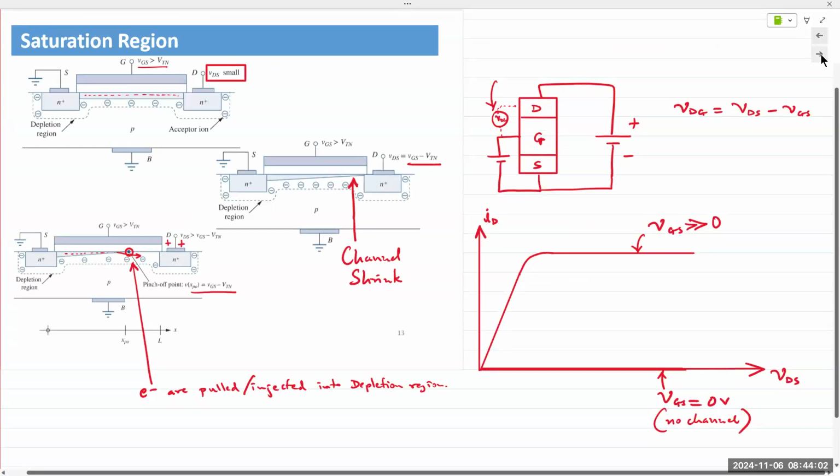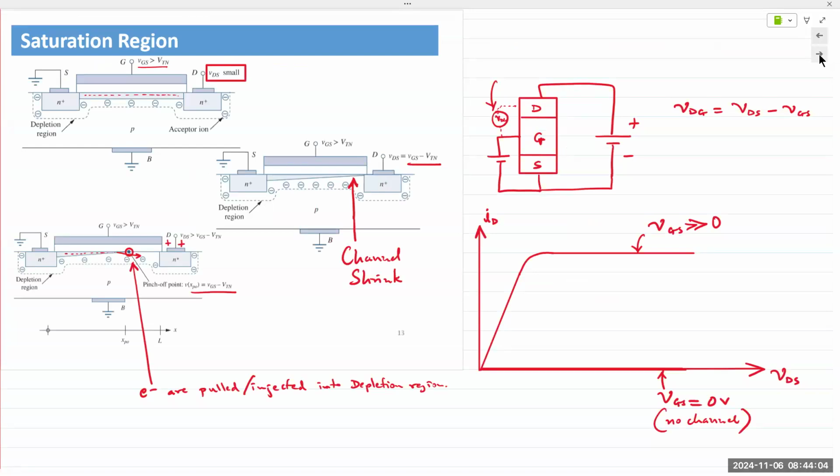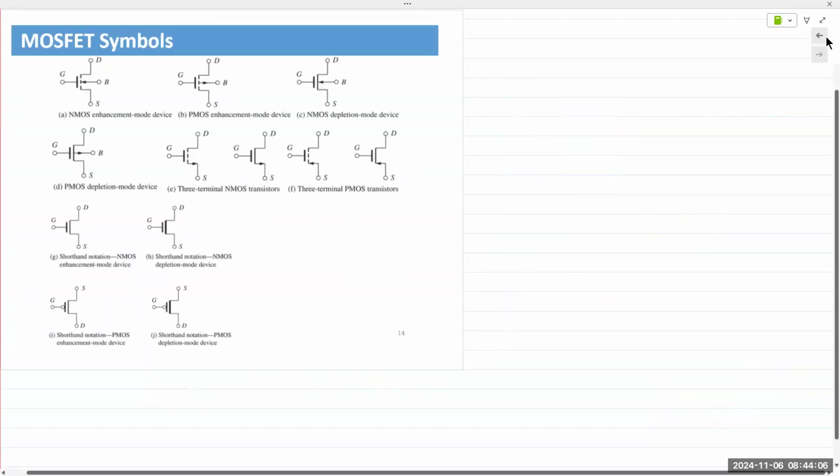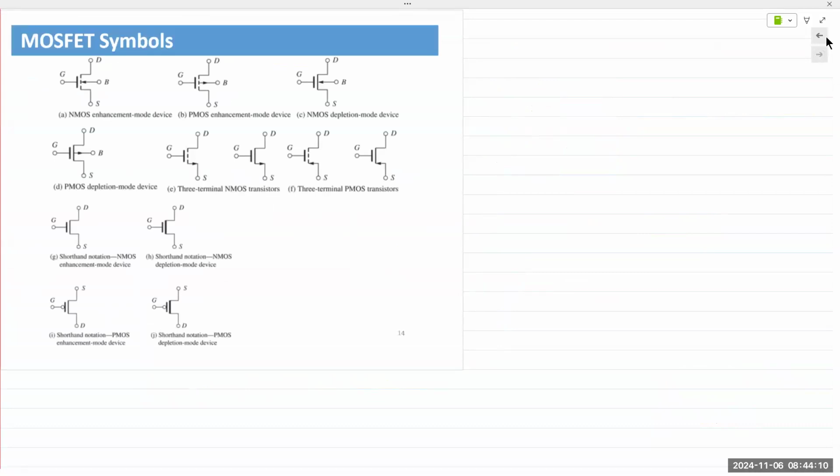Saturation. Then let's talk about the different symbols that are used nowadays. Okay. So we looked at one MOSFET. What did we look at? We looked at an NMOS. It was an enhancement type or enhancement mode device. Okay. We looked at this one.